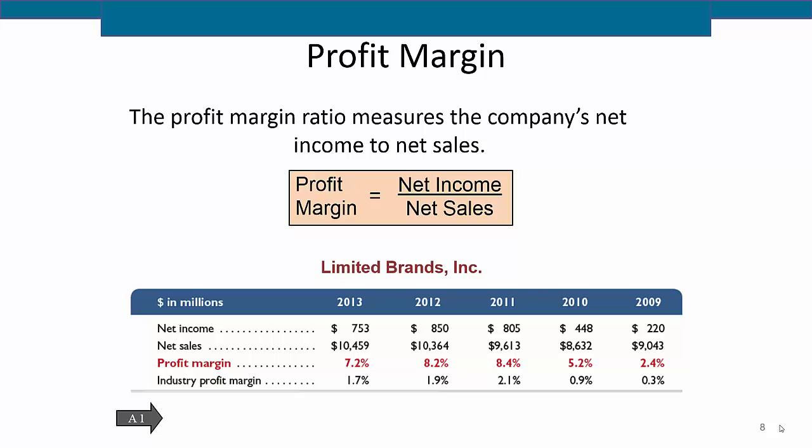Now you can see the profit margin here at Limited Brands for the years 2009 through 2013. Remember that for numbers to become useful, we must have other numbers to compare them to. In this case, it's always a good idea to compare either year to year or compare the company's profit margin to that of other companies in the same industry. During 2013, Limited Brands generated a profit margin of 7.2% versus the industry average profit margin of 1.7%. So they were doing pretty well at that point. Please recompute that 7.2% on your own.